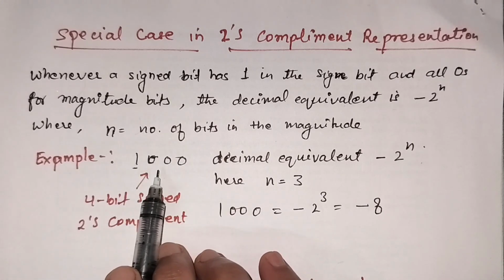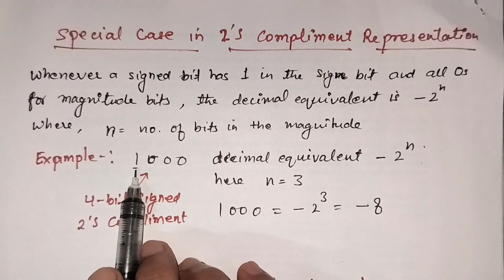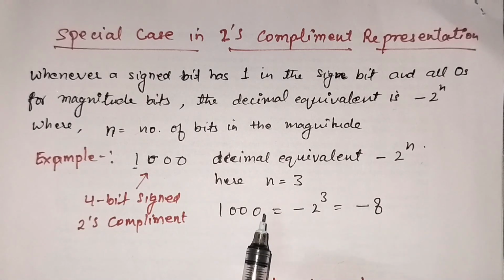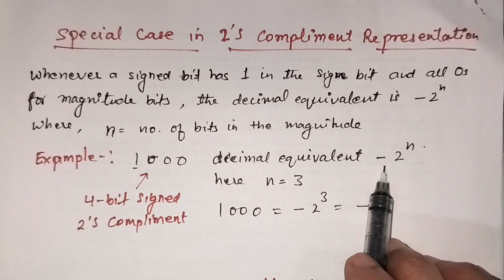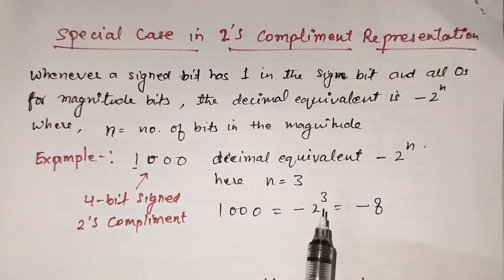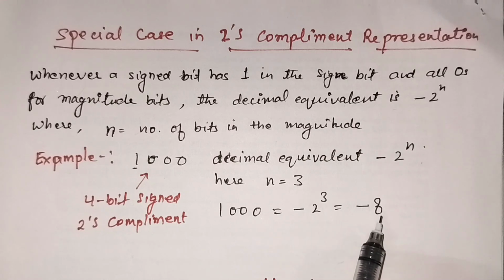So this is the form where the leftmost bit is 1 and the rest are 0. The decimal equivalent of these numbers is equal to minus 2 raised to power n. So the decimal equivalent of this number is minus 2 raised to power 3, and it is equal to minus 8.